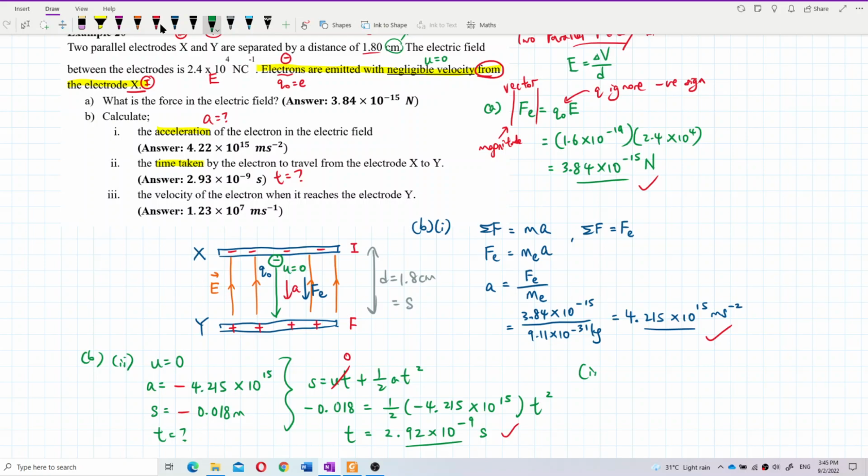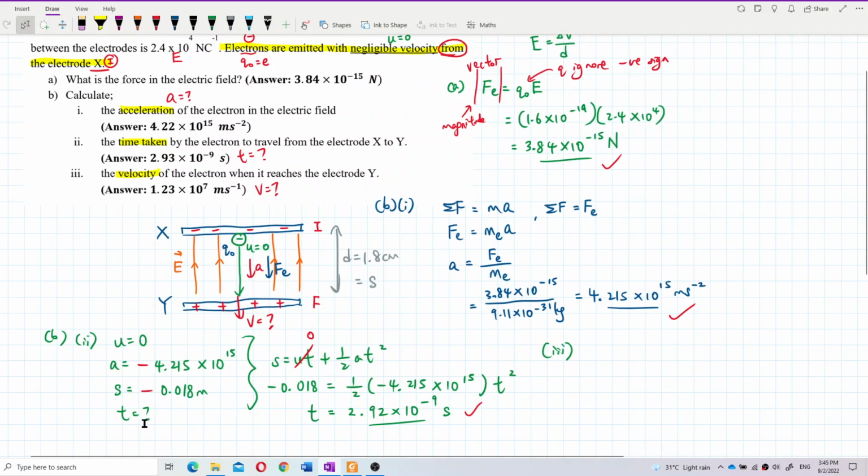Okay, lastly, question 3. Find the final velocity when reaching the electrode. So what's the final velocity when reaching the y? That's another variable. I have the UAST, so I can just use V equal to U plus AT. U is 0.